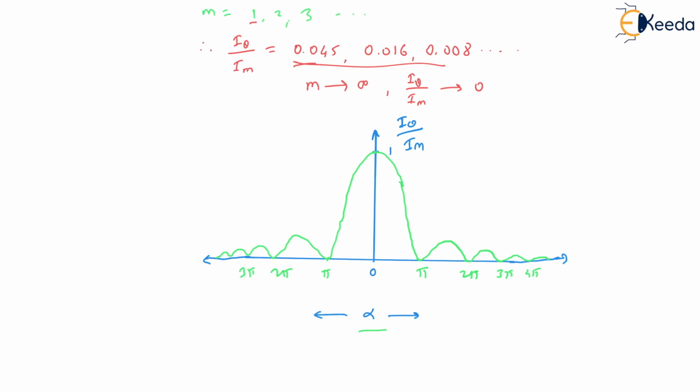And as I said here, as alpha tends to infinity, this value of I theta by Im tends to 0. So, my dear friends, I hope you understood everything that we discussed in today's session. This part is very important for university examinations, and it is an easy one also.